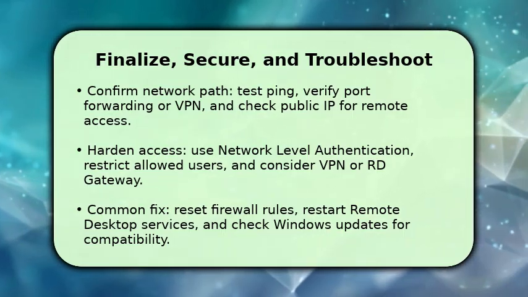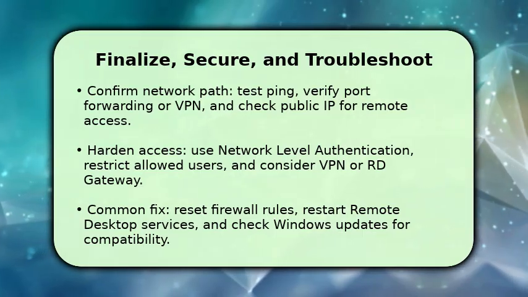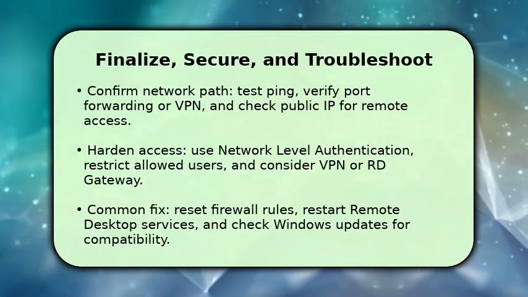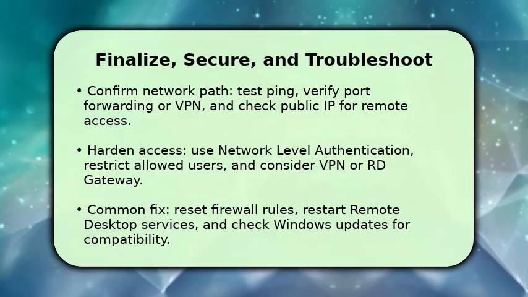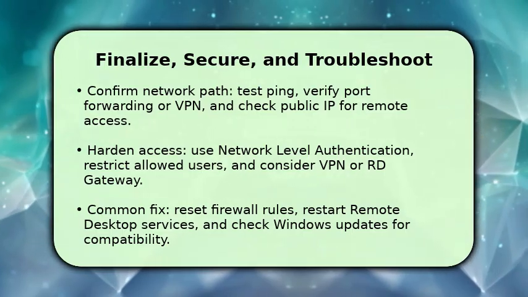Test reachability by pinging the host or using a port checker from a remote location. If the connection fails, restart the Remote Desktop services on the host and reapply the firewall rule. If problems persist, verify router port forwarding or use a temporary VPN to isolate network issues.